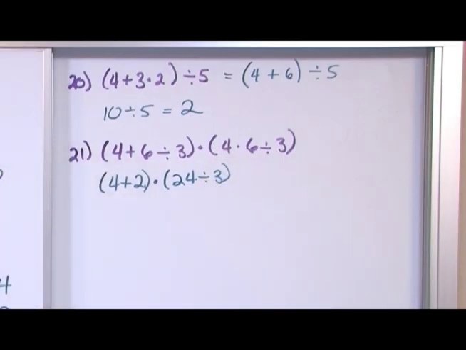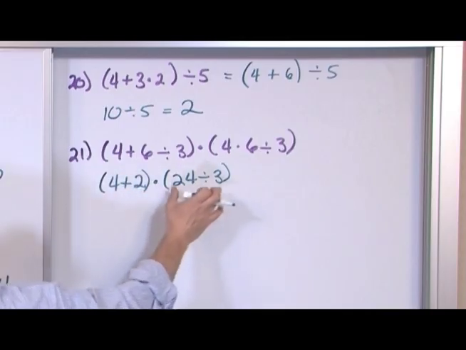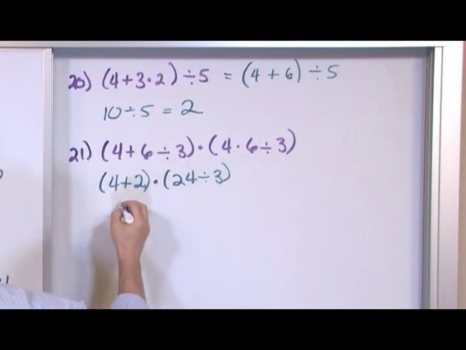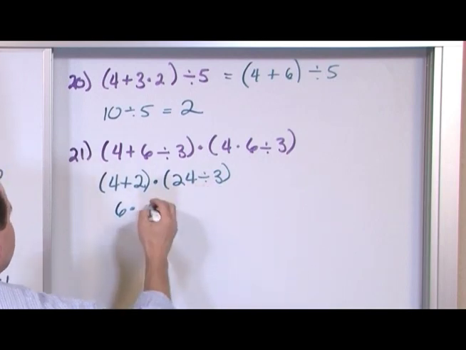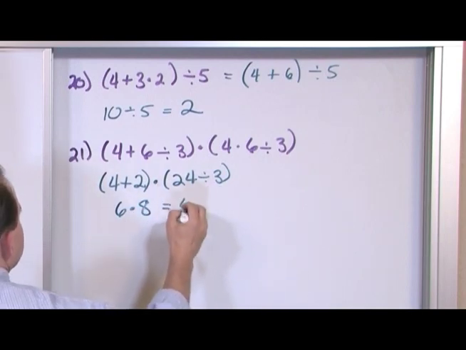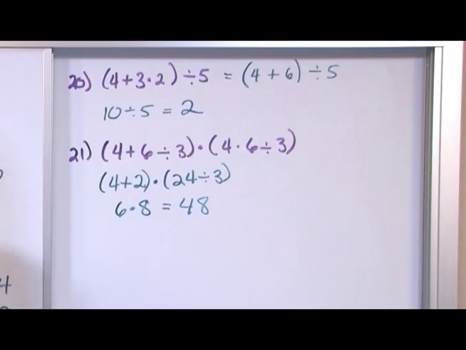Now, I still have 2 sets of parentheses, so I still need to work on the inside of each one. 4 plus 2 is 6, times 24 divided by 3 is 8. And 8 times 6 is 48. So that's the answer. You're going to get 48.